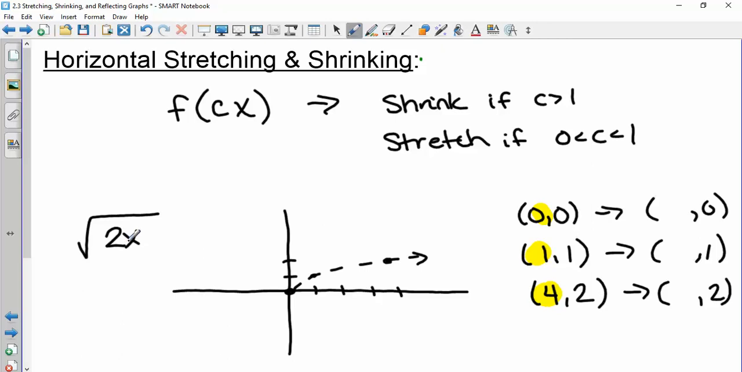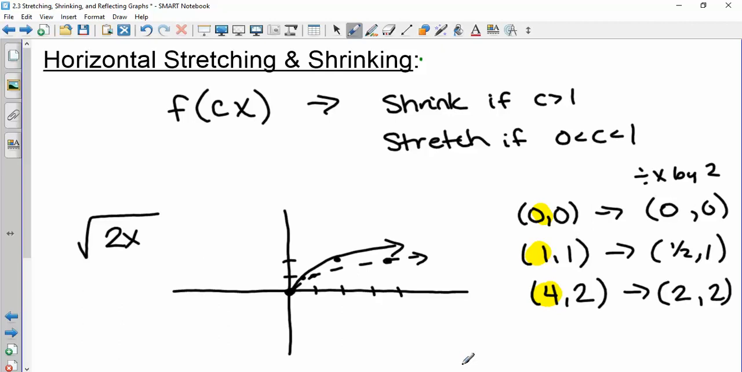So it says multiply by 2. What's the opposite of multiplying by 2? Divide by 2. So what we will do is divide our x by 2. So 0 divided by 2 is still 0. 1 divided by 2 is 1/2. 4 divided by 2 is 2. So my final graph I have is 0, 0, 1/2, 1, 2, 2, and it looks like this.